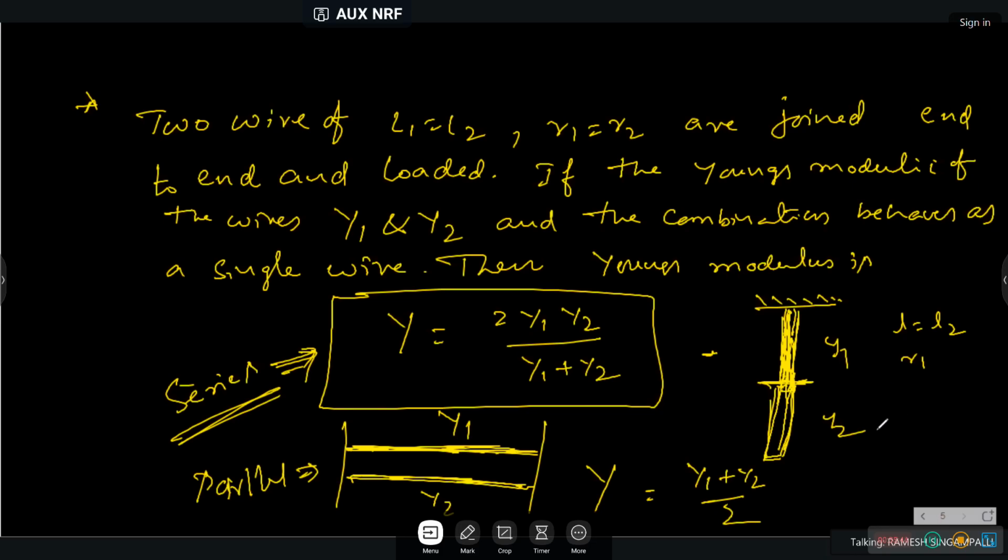Springs also same, don't forget. For springs, K1, K2 is a little bit different. Later I will tell you, anyhow that one also will come. Let's do it.